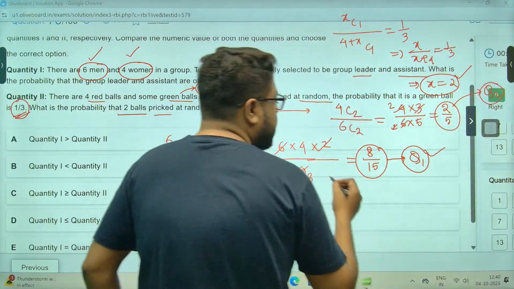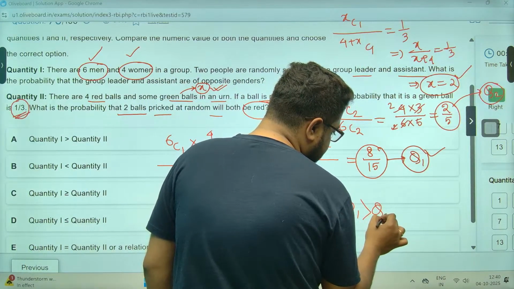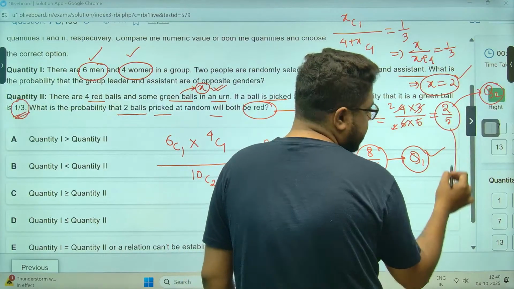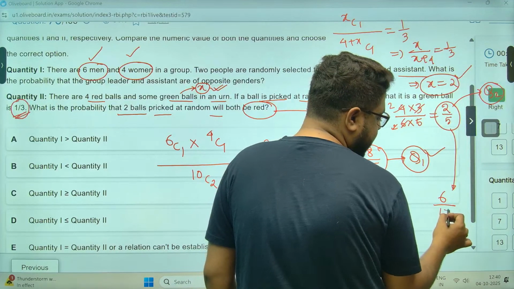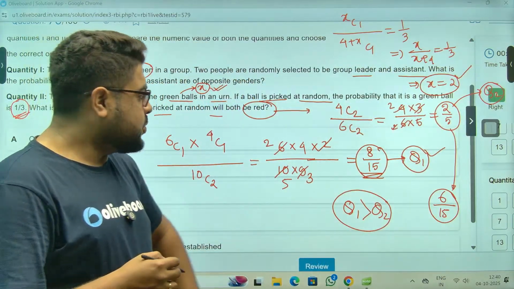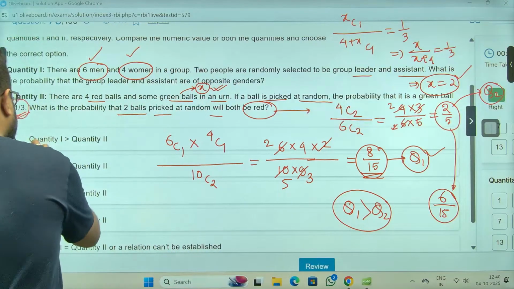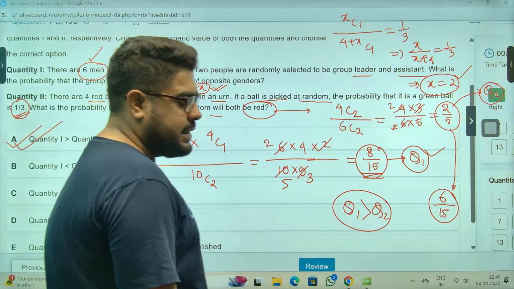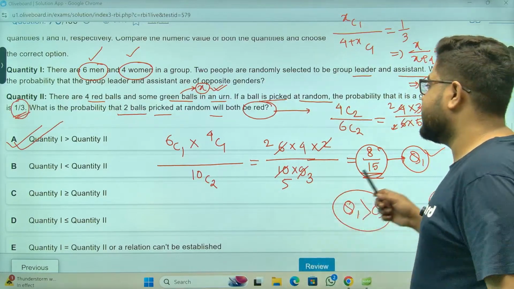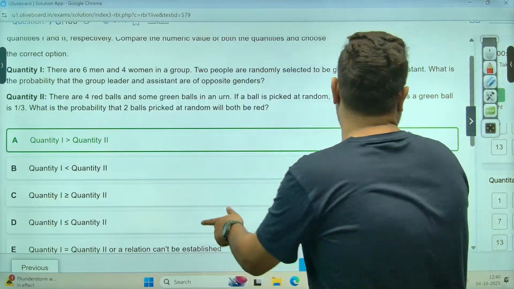Now again, Q1, Q2 comparison, sir. Definitely Q1 is greater than Q2. Again, you will say how? Sir, this is 2 by 5, and if you want to check, you can write this as 6 by 15. Multiply 3 in both numerator as well as denominator. So 8 by 15 is greater than 6 by 15. So your answer will be option A. Q1 is greater than Q2, sir. That's your answer, sir.